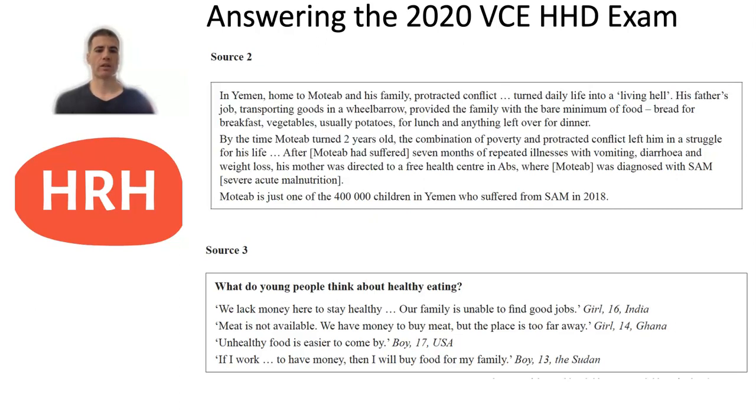Source 3 then said, what do young people think about healthy eating? And then they had some quotes from young people from India, Ghana, USA and Sudan in regards to healthy eating. One says, we lack money here to stay healthy, our family's unable to find good jobs. Second one says, meat's not available, we have money to buy meat but the place is too far away. Third one says, unhealthier food is easier to come by. And the fourth one says, if I work to have money, then I'll buy food for my family. So you have to think again, this is also obviously about nutrition and food. So all of those 3 stimulus materials are obviously linked.